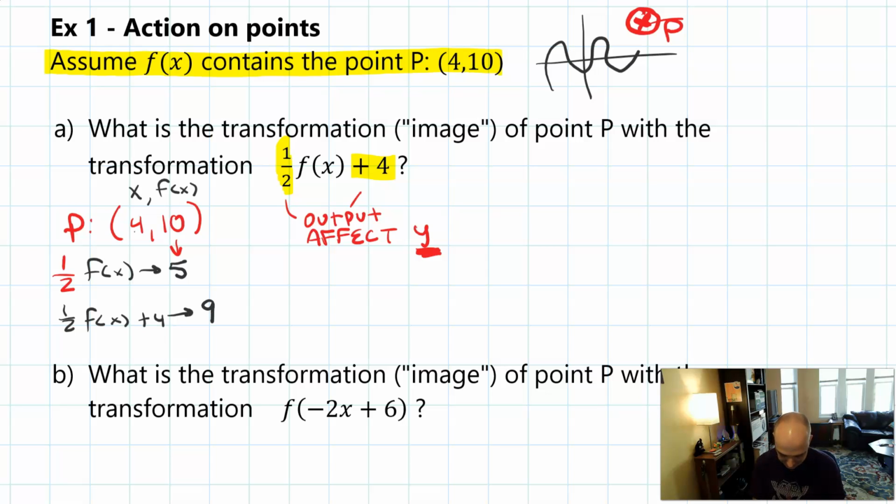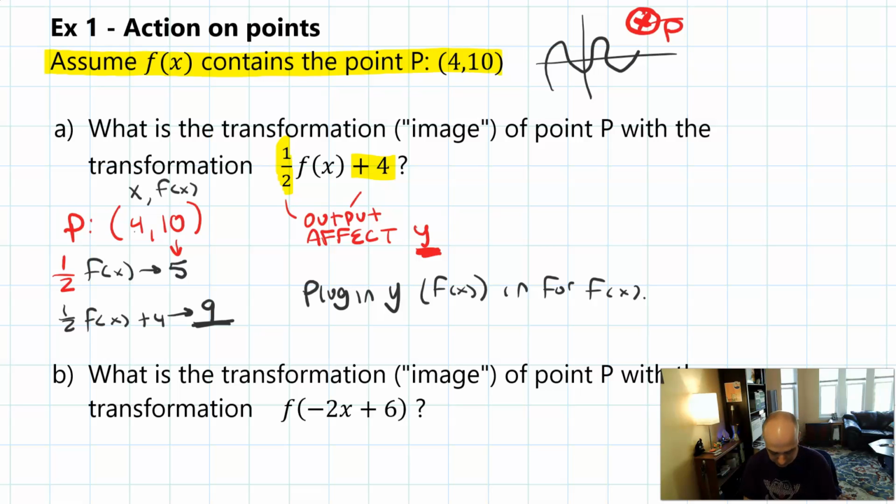And so the way that we could find the image of that transformation on the y values, or the outputs, is by just plugging in the y value 10 into f(x), right? That's all it says: plug in y, which is really f(x), in for f(x). And we get the output is 9. So the transformation image of point P would be that the x was unchanged, but the y became 9 when we did 1/2 and then plus 4.